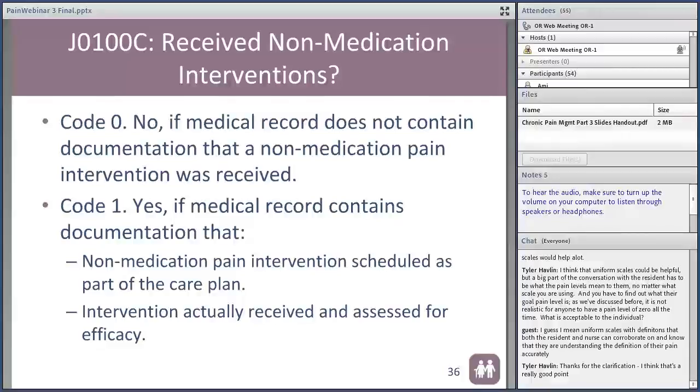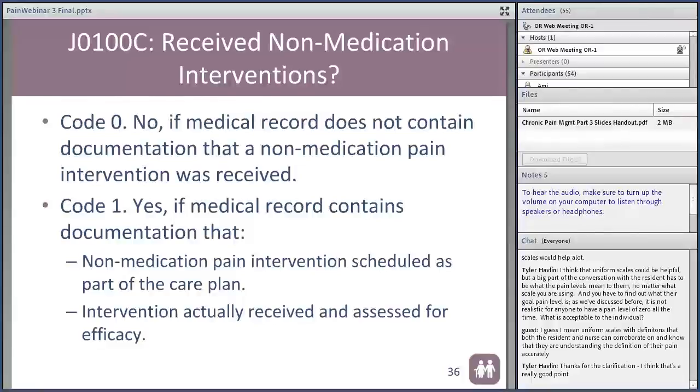So received non-medication interventions. Here's where I think we miss a lot of times. We think of the obvious: the therapist has given a hot pack and they let us know that in a note. But all these other things that potentially could have been offered should be on the care plan interventions for those non-pharmacological or non-medication interventions. So again, we're going to code no if the medical record doesn't contain any documentation that a non-medication pain intervention was received. Code yes if it contains documentation.